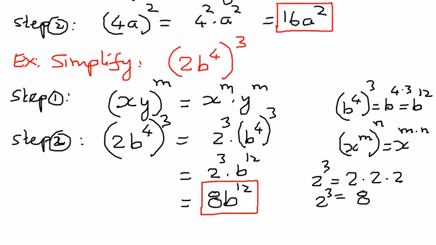So (2b^4), the whole thing raised to the power of 3, we can simplify that to 8b to the power of 12. So this is the way we want to simplify these types of examples using the laws of exponents. In my next presentation, we shall see more examples of this nature, and how to solve these types of examples using the laws of exponents.